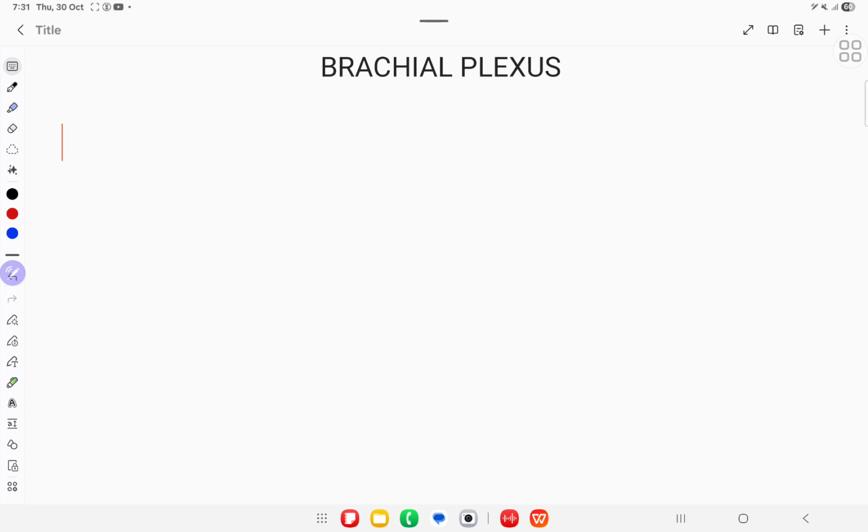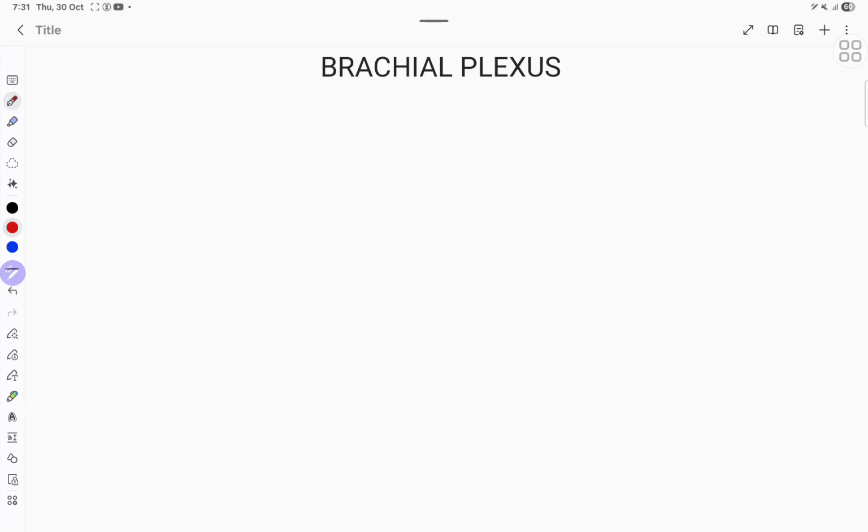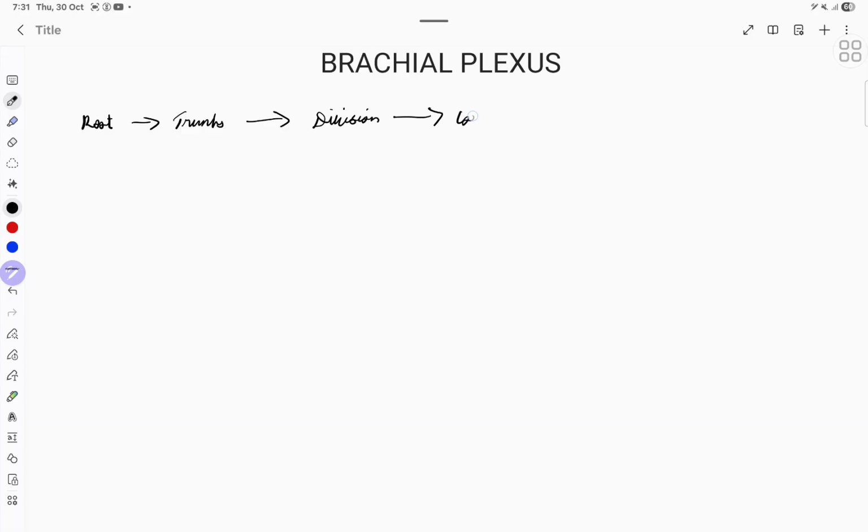So we will start. The brachial plexus arises from roots, then trunks, then divisions, then cords, and it divides into the branches.